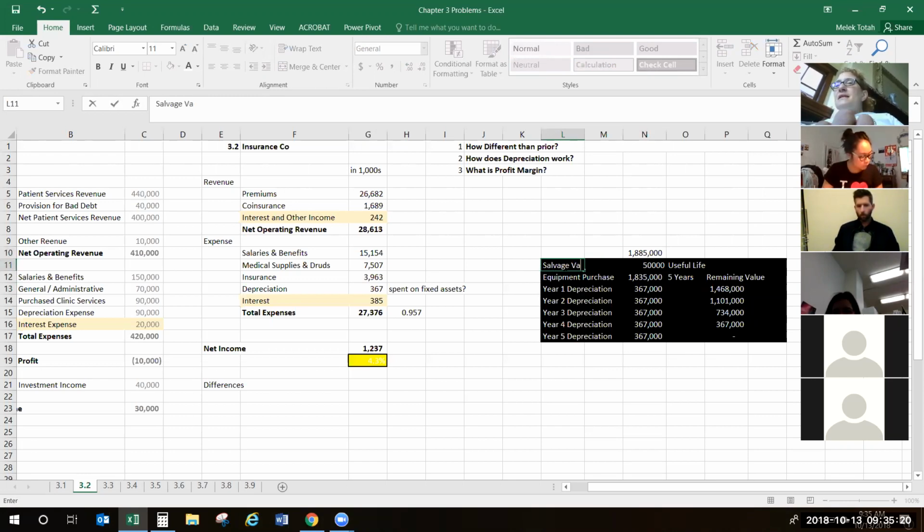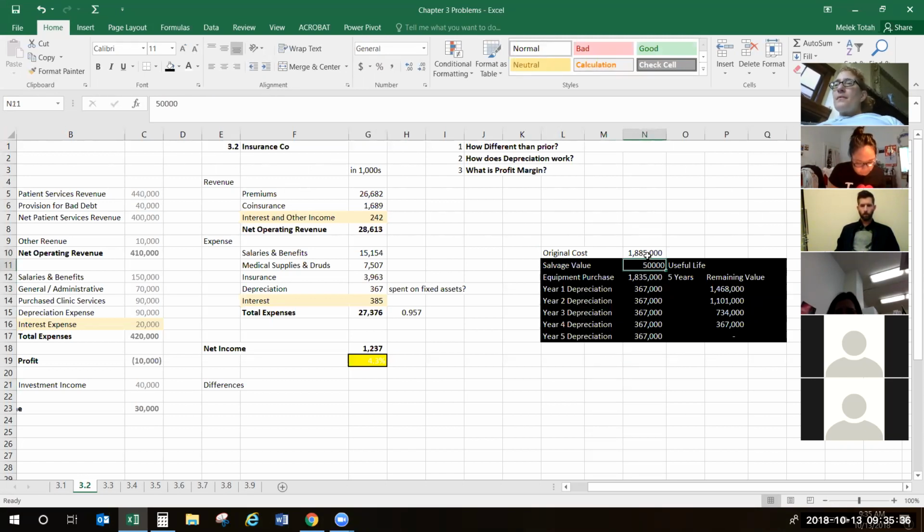Often there isn't a salvage value, right? Often you don't know that. But if you did, that's how you would do it, okay? Just to try to apply it to real life.